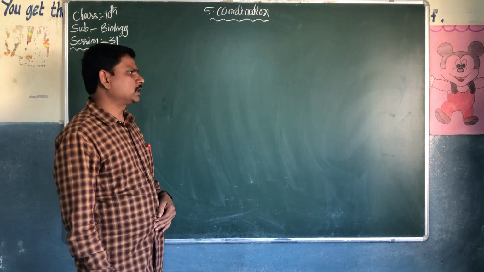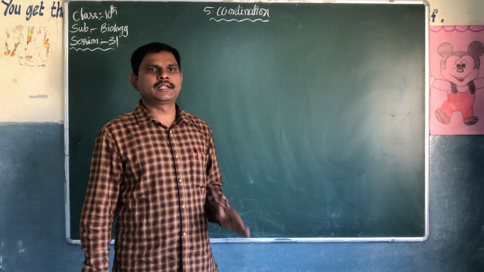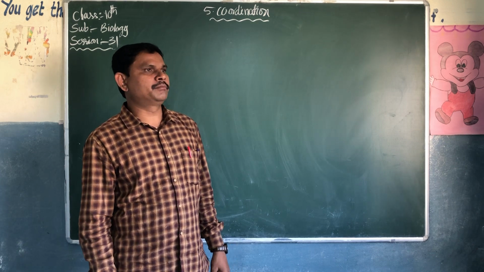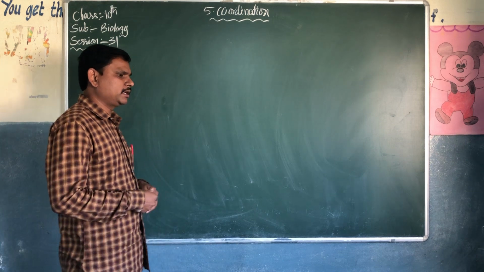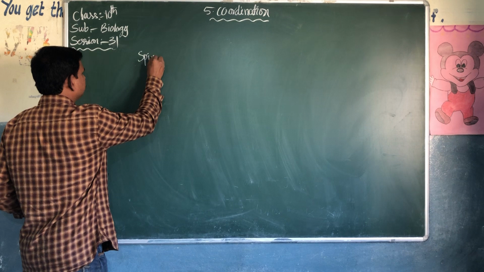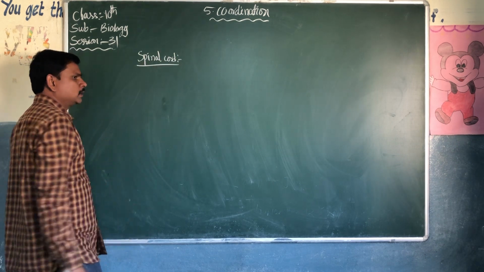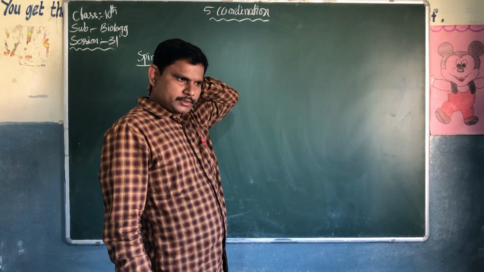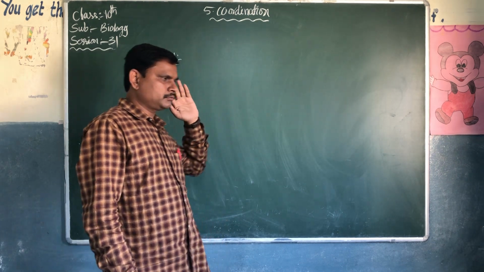In the last class we also discussed what is CNS, the Central Nervous System. CNS consists of the brain and spinal cord. The brain is completed and we have discussed the spinal cord also. The spinal cord is a continuation from the brain.